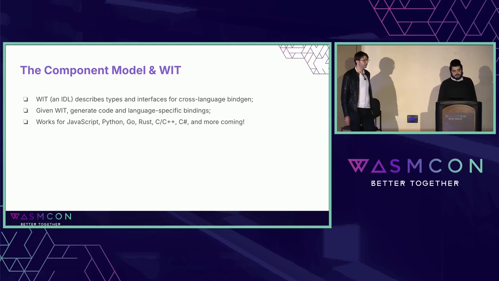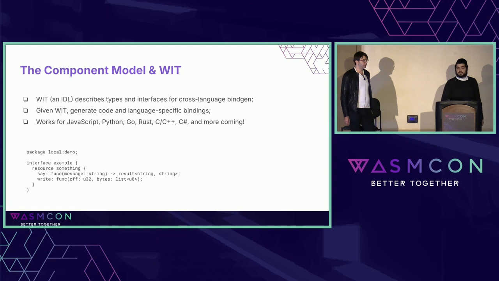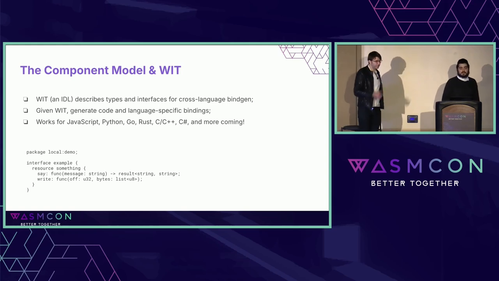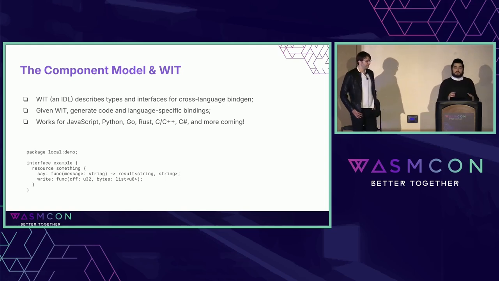And as an example, you can see this WIT package. You can see it has an interface example in that there's a resource called something, and something has a method say. So in Python, that would generate a class with a method say. In Rust, that would be a struct with a method say. In JavaScript, that would be a class slash object with a method say. So in each language, it would translate it to whatever makes sense in that language.